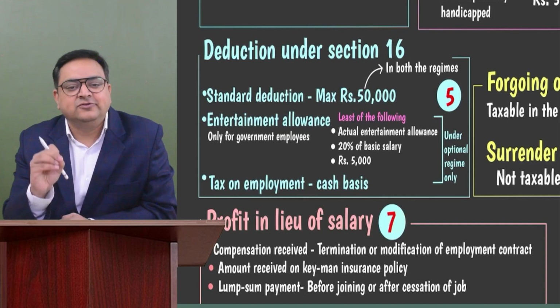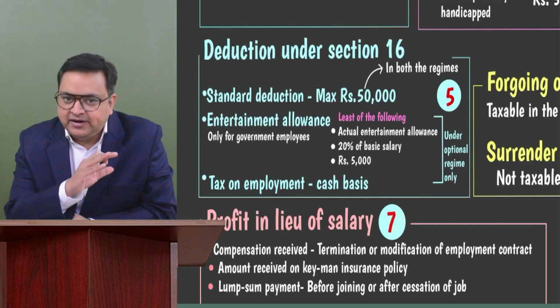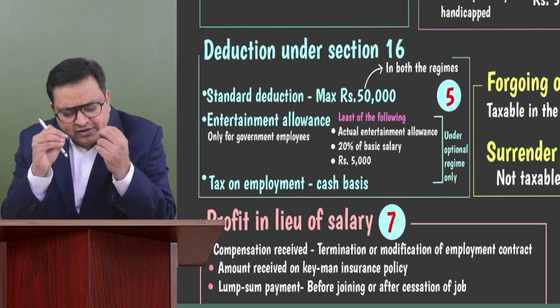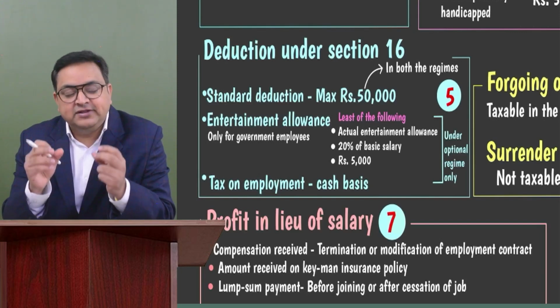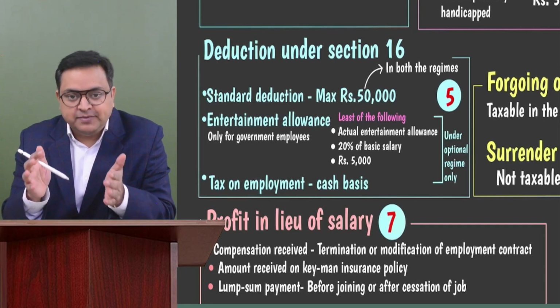This deduction is only available under the optional regime. It is not available under the default regime. So if the assessee has paid, or even the employer has paid the tax on employment, you will get the deduction. Whatever tax is paid, and this deduction is only available on payment basis. What does payment basis mean?